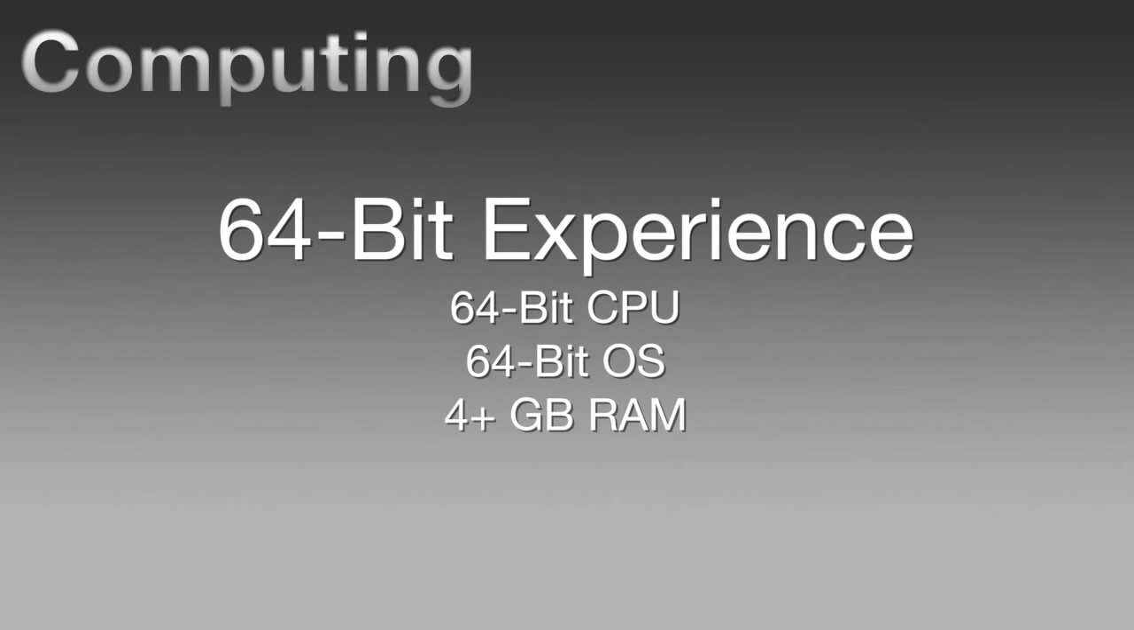So maybe you're using an older system, or you're not even sure what you're using exactly, and you want to find out how you can make your computer faster, or you want to find out what type of architecture you're using. Essentially, to have the 64-bit experience, you need a 64-bit CPU, a 64-bit OS, and it's recommended you have over 4 gigabytes of RAM.